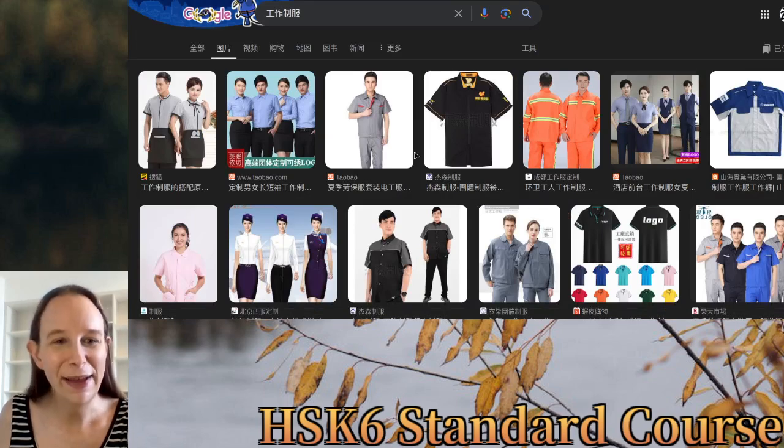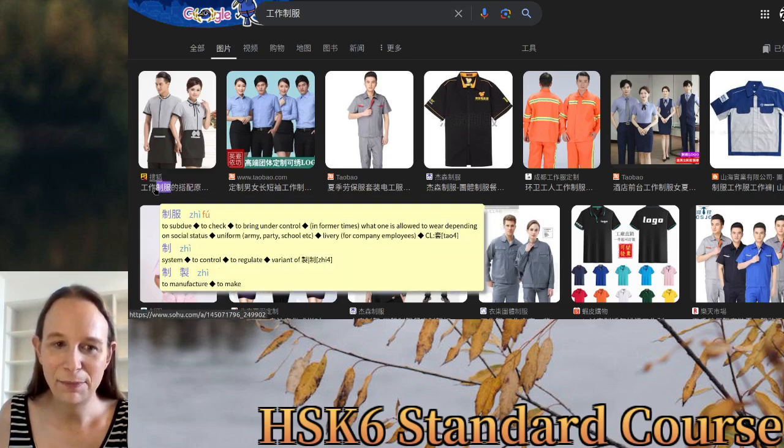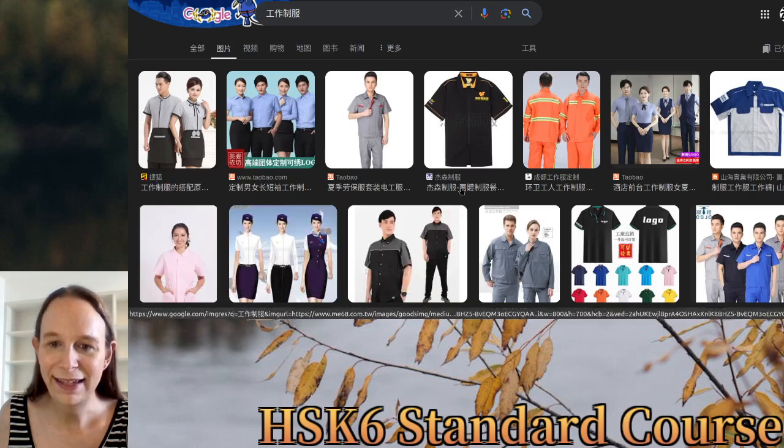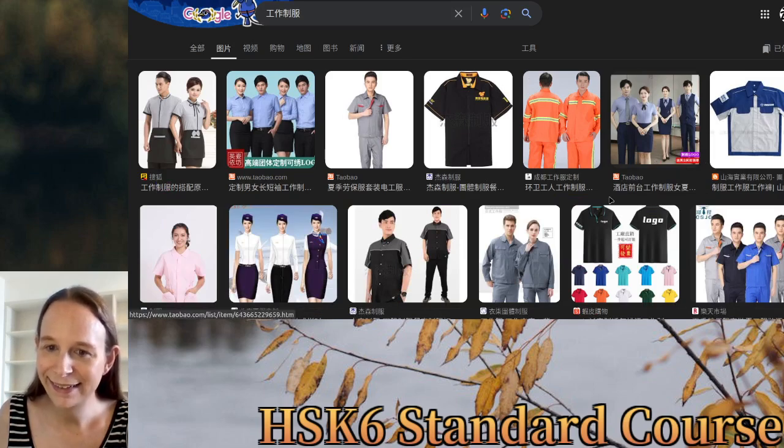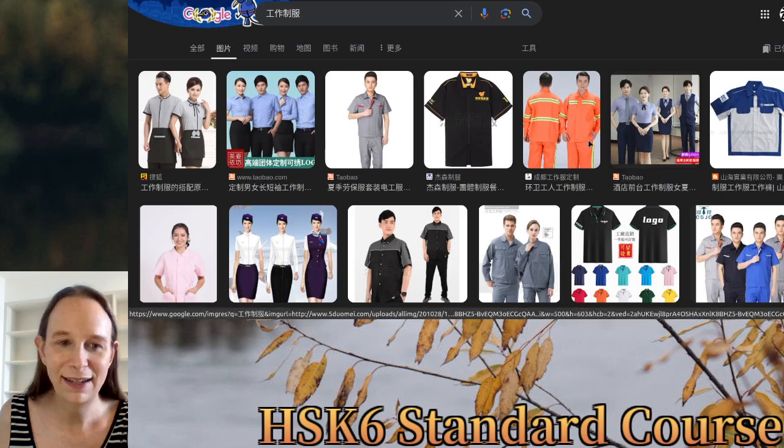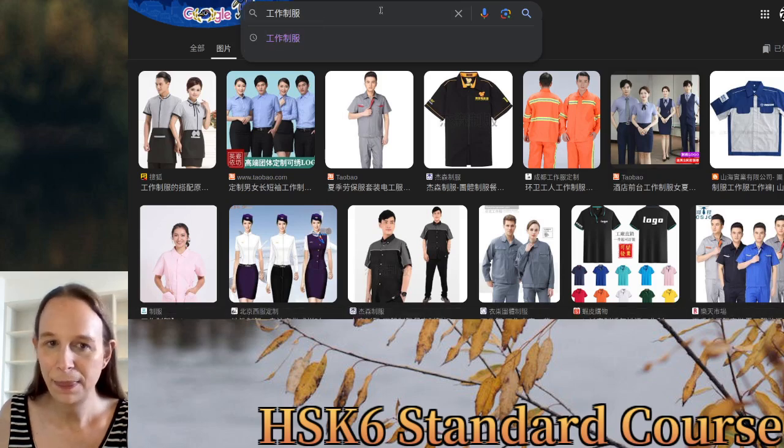制服. 服 makes sense. 服装, right? 衣服. Whereas 制, what is 制? 制 is kind of compulsory, I guess. Regulated clothes. Yeah, so 制服. They look like real estate agents. Oh, 酒店. No, they work at a hotel.